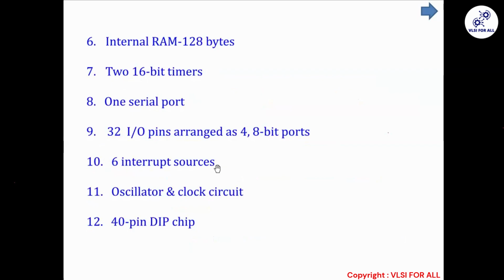6 interrupt sources. Then oscillator and clock circuit as we have seen in the block diagram. So in total, a 40-pin dual inline package chip is available for 8051. So this is what is clear from our block diagram. We will move to the architecture in detail.